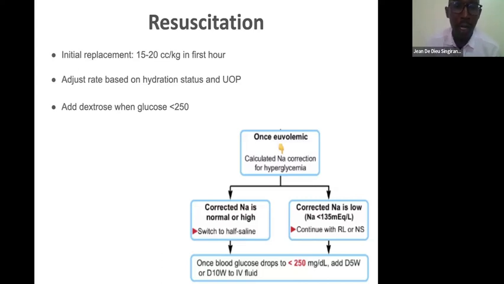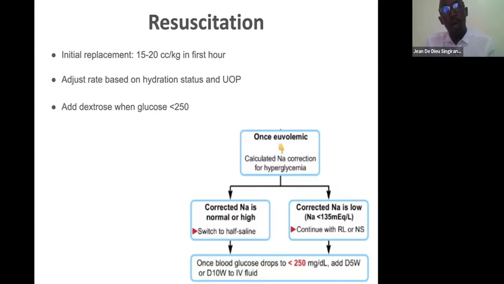When you find the corrected sodium is high or normal, it is recommended to use half normal saline as the IV fluid. And when you find the corrected sodium is low, you can use normal saline or Ringer's lactate at the rate of 500 ml per hour. Yes, at the rate of 500 ml per hour, until your patient is doing well.